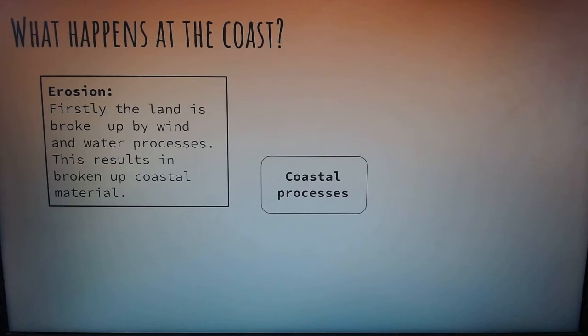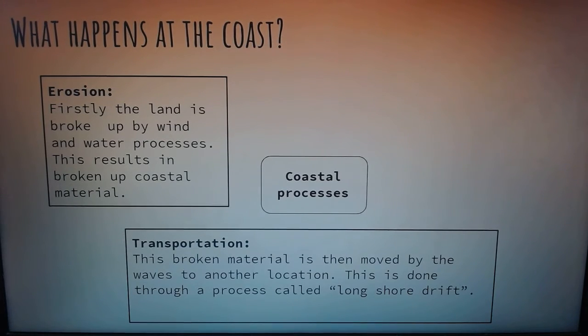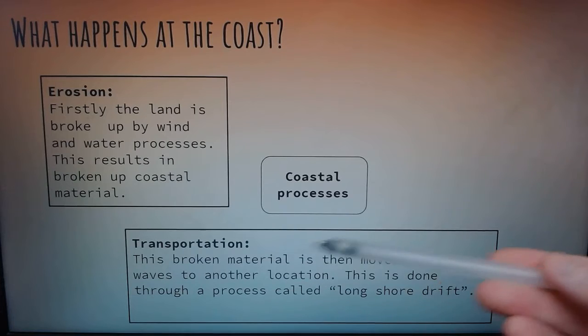So coastlands are affected heavily by the wind. Obviously the ocean is involved. The ocean is one of the most powerful things in the world. So every single day our coastlines are being battered by wind and very strong water. So this results in broken up coastal materials. So now it breaks up all the rocks and the coastland, whatever else, and you have this broken material. The second step is transportation. So this broken material is then moved by the waves to another location.